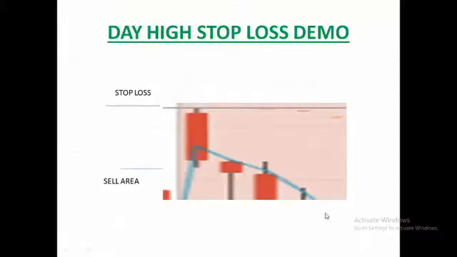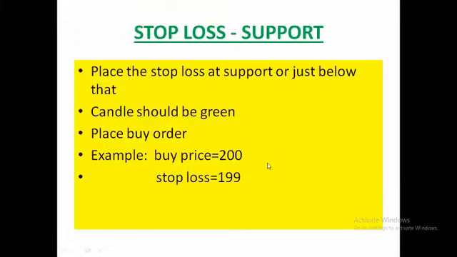Now let us talk about the third case. The third case is when to place the stop loss at support. In that case, we need to make sure that the trend has started on the upside. Normally in most cases, it will be on support. So make sure the candle is green and place the buy order. For example, buy price let us say 200, stop loss 199. I am assuming that this is at the support level.